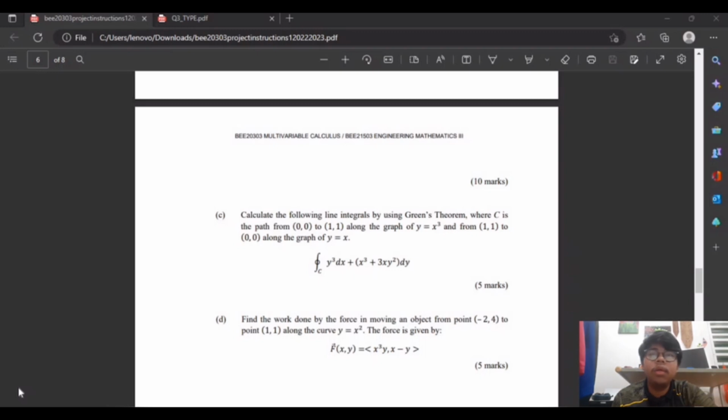Next is question Q3D, where we need to find the work done by the force in moving an object from point negative 2, 4 to point 1, 1 along the curve y equal to x to the power of 2. So we will do it in MATLAB.